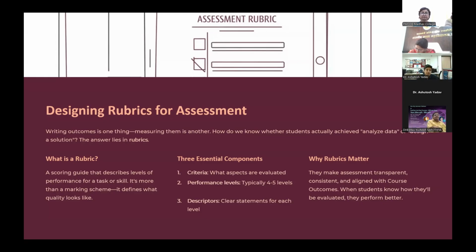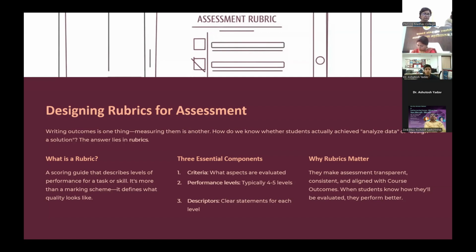The second component is levels of performance. Typically there are 4 to 5 levels such as exemplary, proficient, developing, or beginning. The third essential component of a rubric is descriptors. These are clear statements describing what each level looks like for every criterion. So what do these rubrics do? They make assessment transparent, consistent, and aligned with the course outcomes. When students know how they will be evaluated, they perform better because expectations are very clear and transparent.